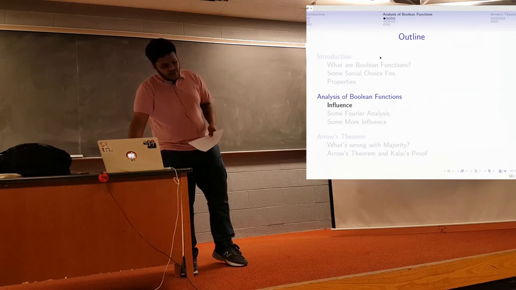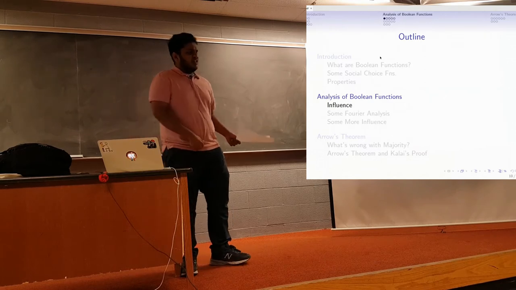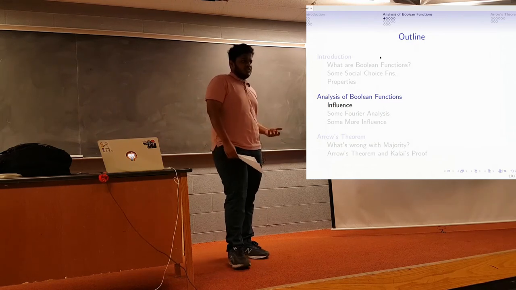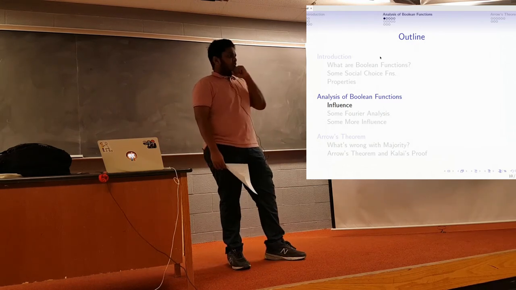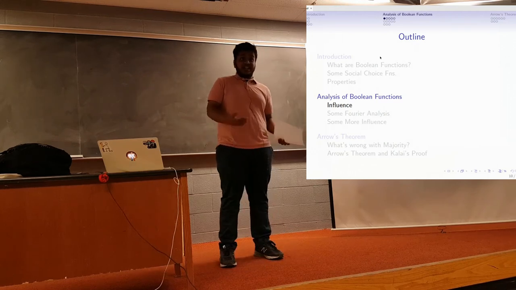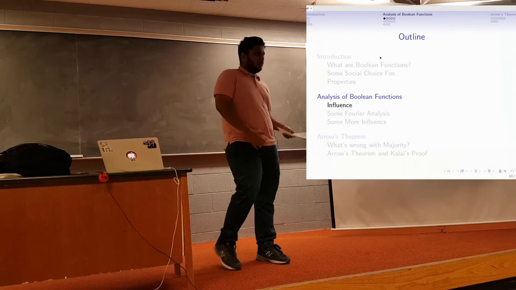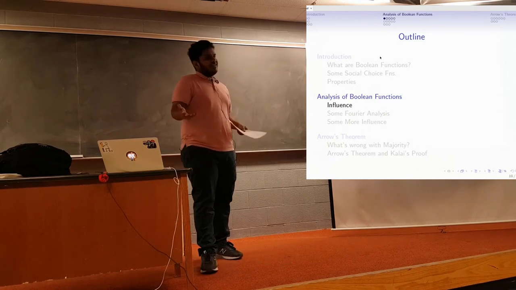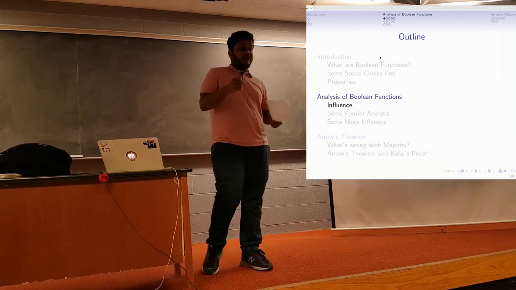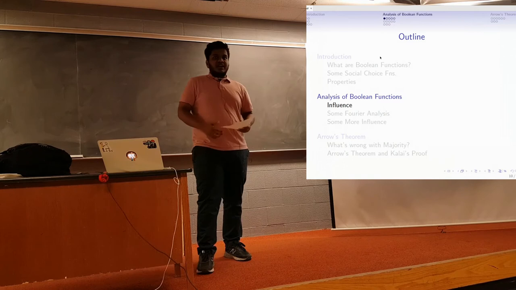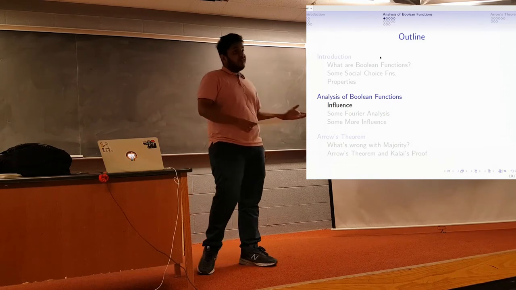So now that we have seen some functions that might form good candidates for social choice functions, we want to find a way to analyze these functions and find what other properties might be desirable in such functions. We do that using the concept of influence. So what exactly is influence? It's the effect the ith voter, or the ith coordinate in x, can have on the function f.